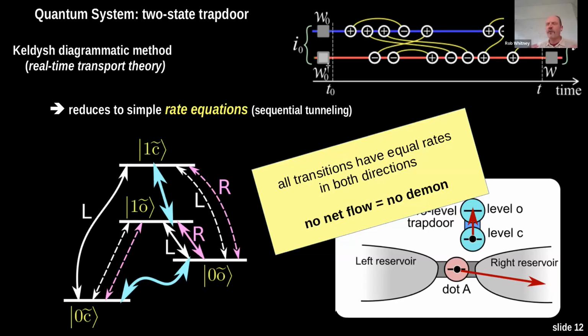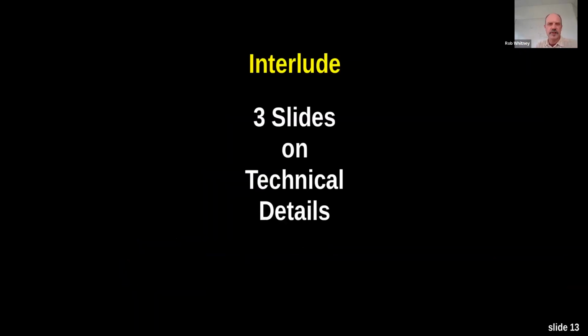So that's a formal statement for why this system isn't a demon, why it won't violate the second law of thermodynamics. But it's maybe not very satisfying, because it just comes out of the calculations and you don't have a good intuition about where it comes from. So I probably think I might skip this.